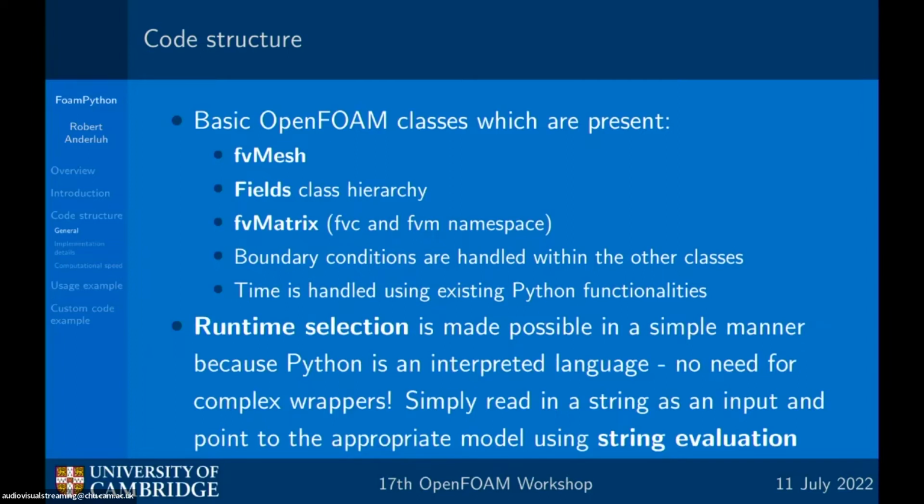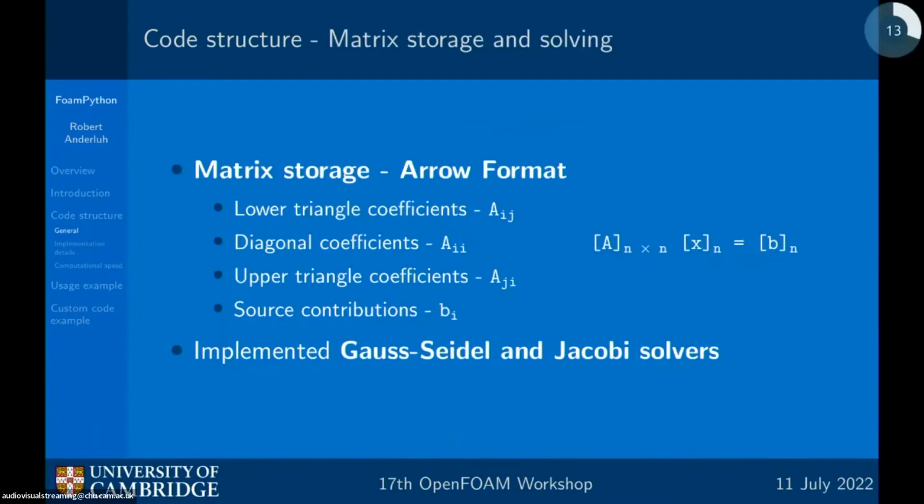Runtime selection, as opposed to C++ and OpenFOAM, is made possible in a simple manner because Python is an interpreted language, so there is no need for complex wrappers to communicate with file storage and so on. So the code simply reads in a string as an input and points to the appropriate model using string evaluation, which is not as simple in C++.